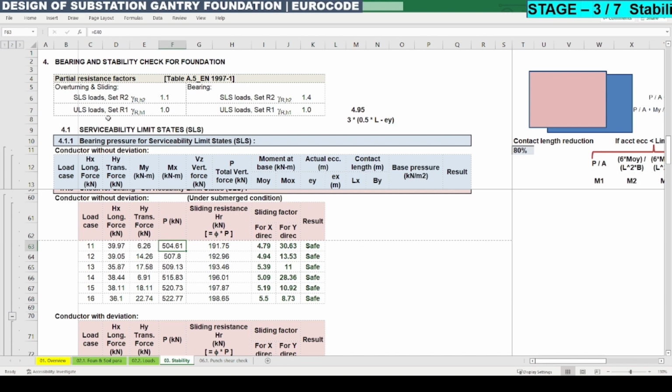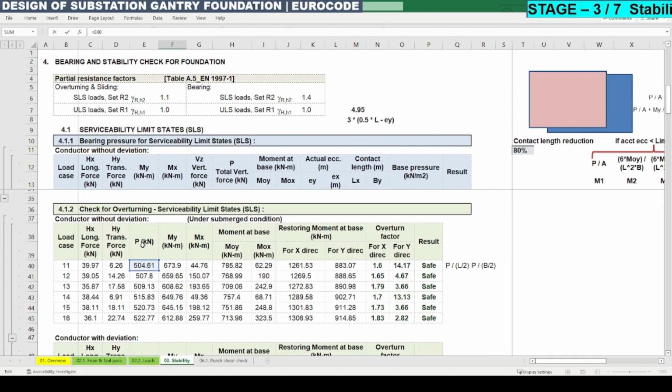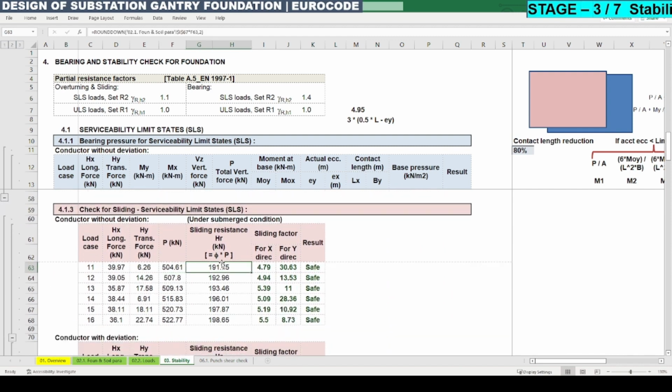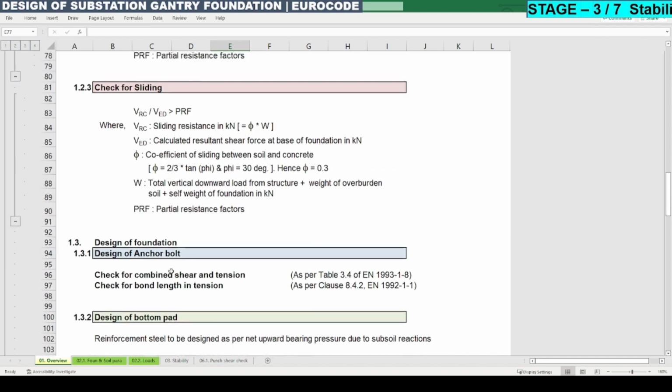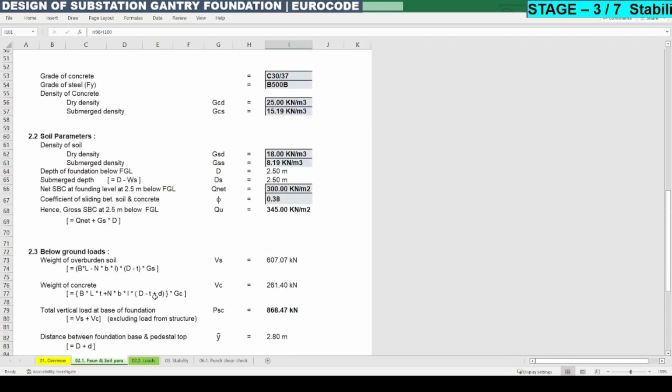Again here we are considering the weight as we considered in the overturning check. Now the sliding resistance, as we described in stage 1, how to calculate the sliding. You can see that the coefficient of sliding between soil and concrete we need to consider. That we calculated in stage 2 also. Here the coefficient we consider is 0.38, considering the angle of internal resistance as 30 degrees. So it is 2/3 of tan 30, which we are taking as 0.38.